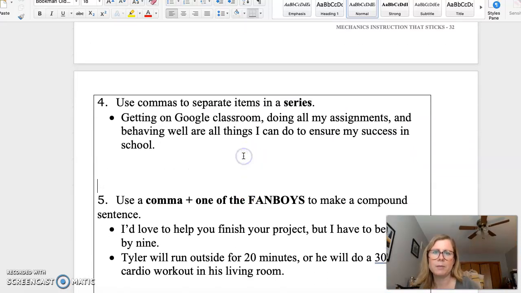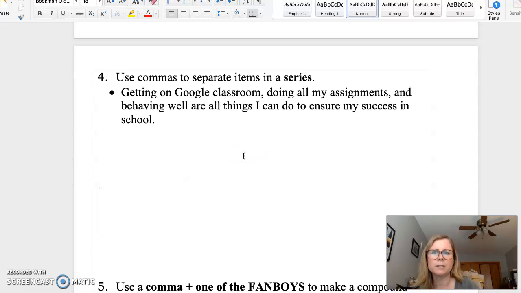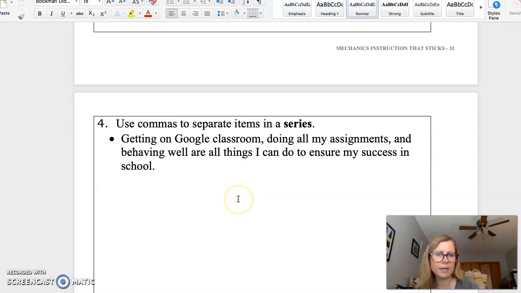Use commas to separate items in a series. So getting on Google Classroom, comma, doing all my assignments, comma, and behaving well are all things I can do to ensure my success in school. And this comma is called an Oxford comma. Brain tip. MLA style says we need that comma before the and. So always items in a series, you put a comma with them, including that one before the and.